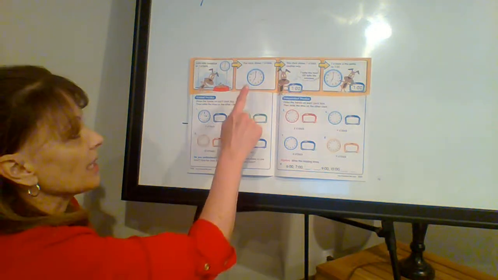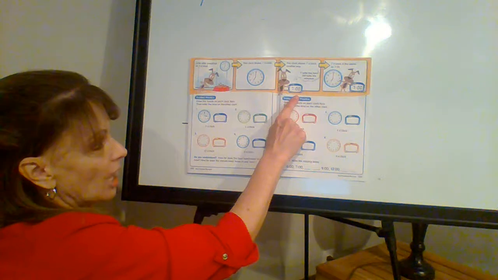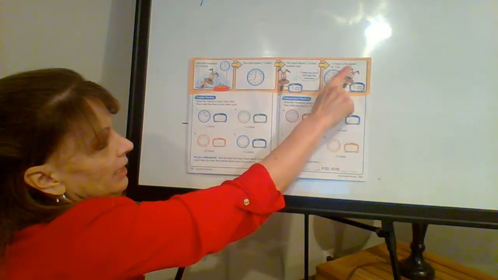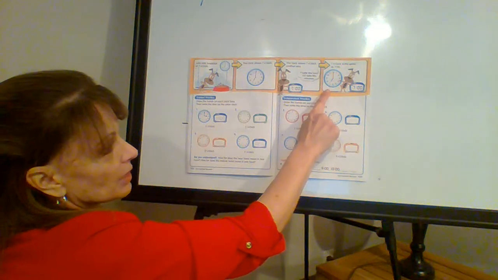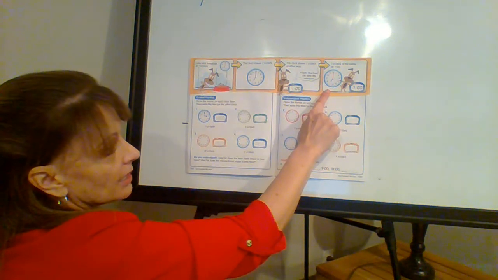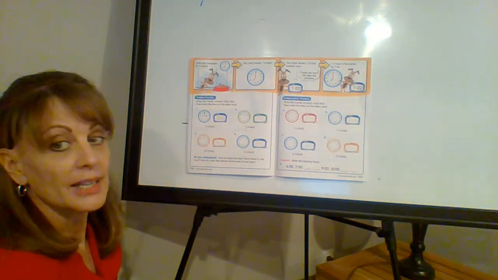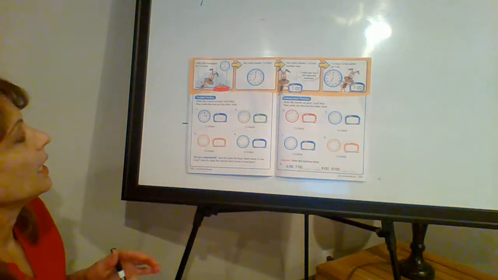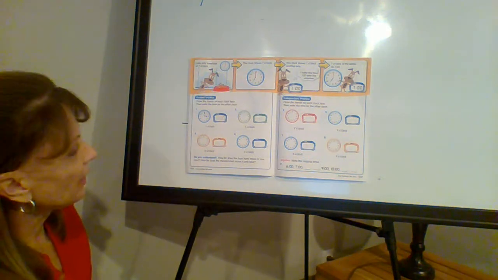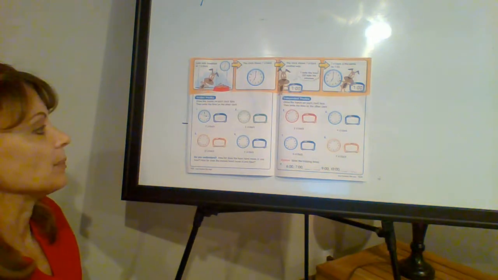Remember, this is an analog clock. This is a digital clock. 7 o'clock is the same as 7:00. So this analog clock says 7 o'clock. This digital clock says 7 o'clock, the exact same time. Okay? It says, draw the hands on each clock face, then write the time on the other clock.